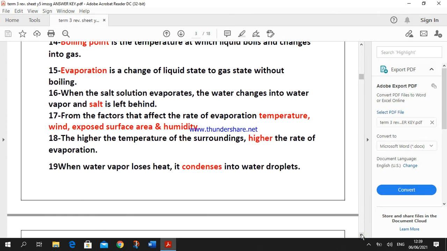15, is a change of liquid state to gas state without boiling. This is known as evaporation. Okay? 16. When the salt solution evaporates, the water changes into water vapor, and what is left behind? Salt. The salt is left behind. And this process, okay, is used in desalination, where in the desalination process, what happens?